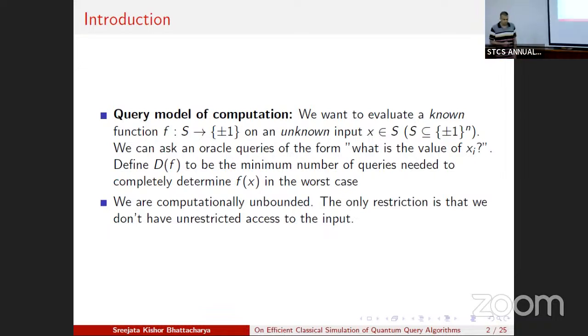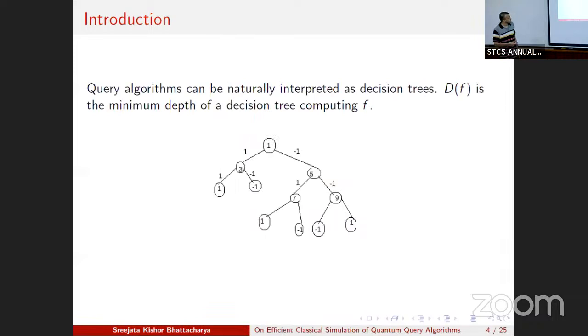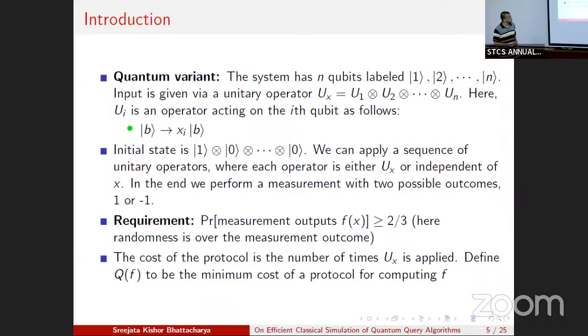Now there is a quantum variant of this model. By the way, these classical query algorithms can be naturally modeled as decision trees. For example, if your first query is coordinate 1, then the root of the decision tree will be labeled 1. Then based on your answer, if it is -1, suppose you query coordinate 5, then the corresponding child will be labeled 5 and so on. And the values will be written on the leaves. So in other words, D(f) is the minimum depth of a decision tree that correctly computes f on all inputs.